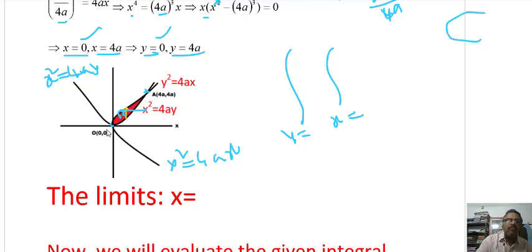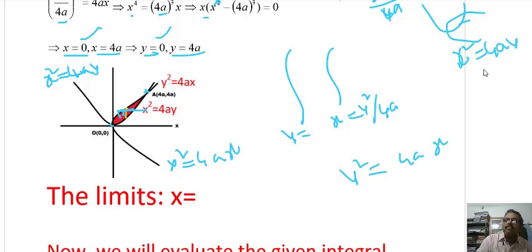That one is y square equals 4ax. From this one, x equals y square by 4a. From this curve to another parabola, the upper one, this one, x square equals 4ay. From this one, x equals 2 into root over ay.